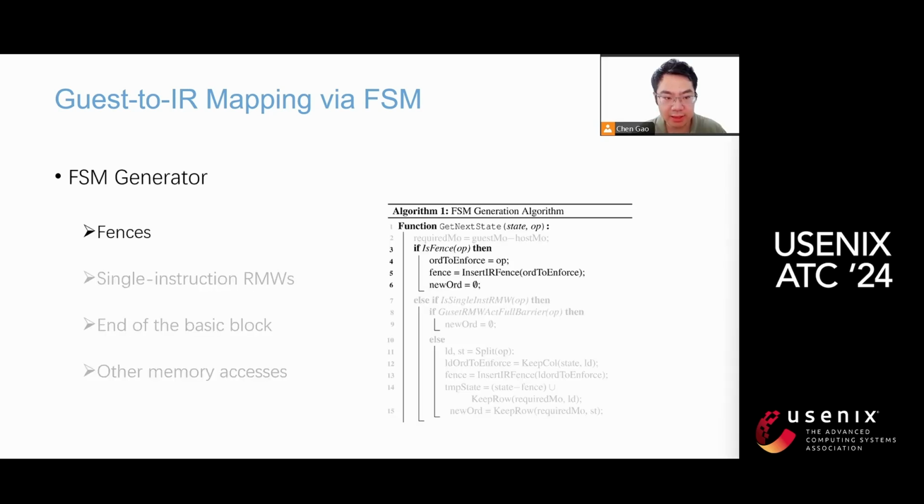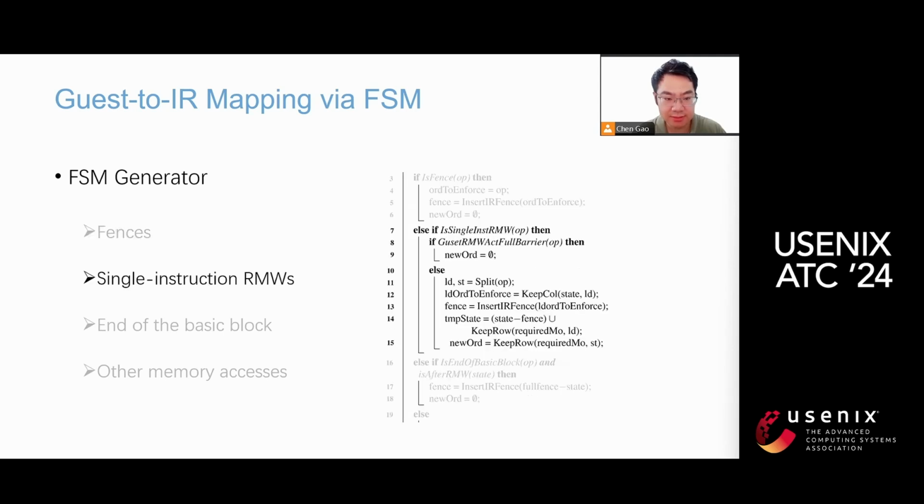We have designed an algorithm for generating FSMs, which handles 4 different cases. For fences, just map them directly to IR fences. For single instruction RMWs, which can act as full barriers, it's necessary to check if the host has a corresponding single instruction RMW. If the host has a corresponding instruction, then conduct the direct translation. If not, the RMW is decomposed into load and store accesses, and fences are inserted sequentially to emulate a full barrier.